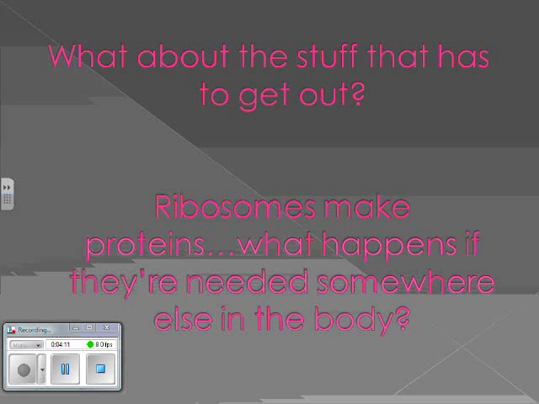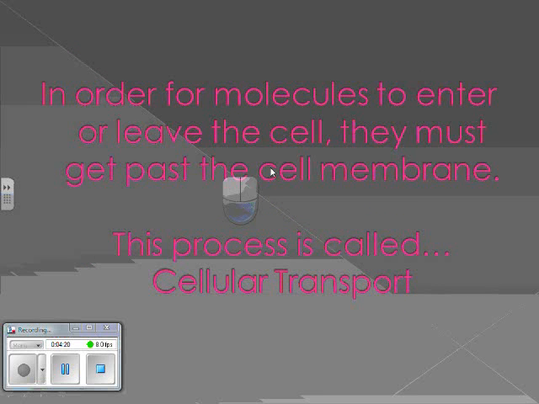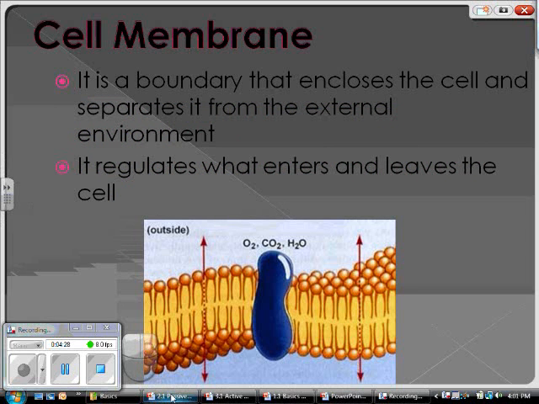How does it get back to your lungs so that you can breathe it out, since carbon dioxide is one of our wastes? How do our waste products and other things exit the cell? Right? This whole entire process is called cell transport. But our first barrier that we encounter is the cell membrane, right?